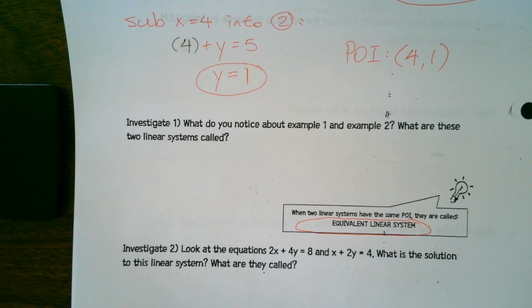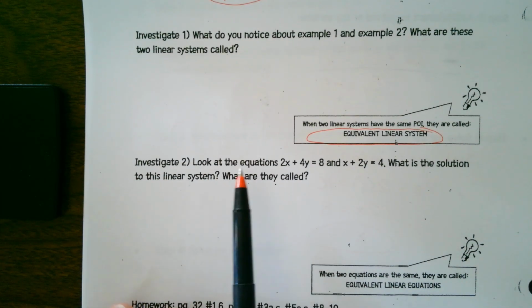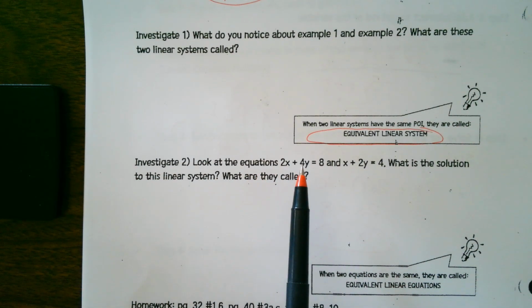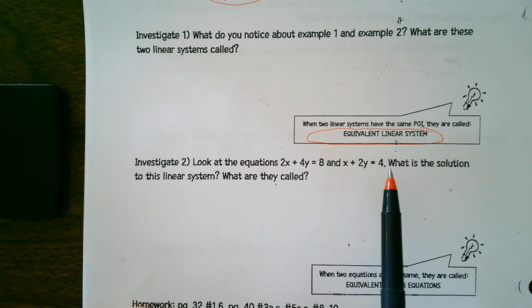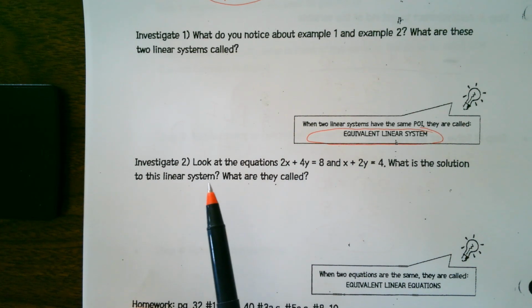But the POI is the same for different lines as well, right? Not always. But then it won't be an equivalent linear system. Equivalent linear system means these two lines have exactly the same equation. So not just the point of intersection the same, but the equations have to be the same. Okay, and look at the equations. 2x plus 4y equals 8 and x plus 2y equals 4. What is the solution to this linear system?